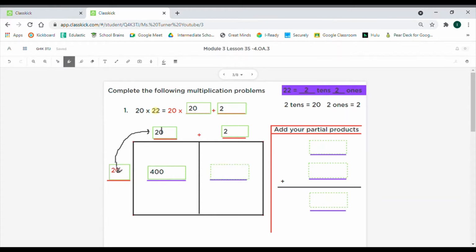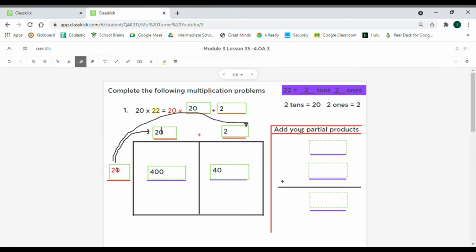Now we're going to multiply 20 by our next number at the top, our other part of the number 22 that we decomposed. 20 times 2. Same as before. I don't know 20 times 2, but I do know 2 times 2. What's 2 times 2? Yeah, 4. And I took away 1 zero, so I'm going to add that 1 zero back in. So 20 times 2 is 40.